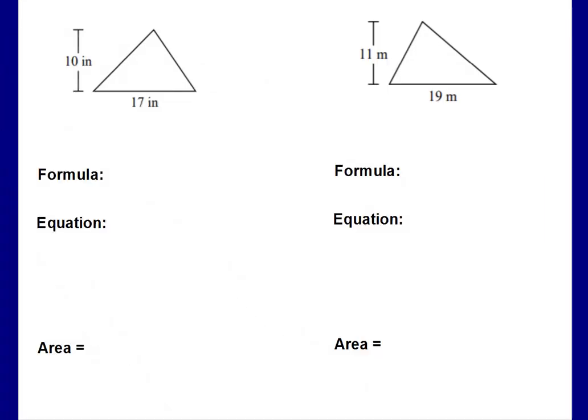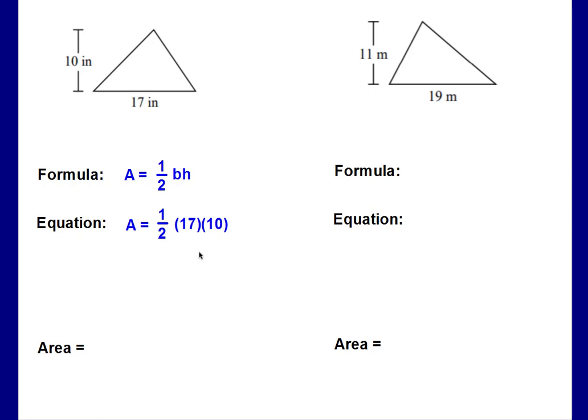So let's do a couple of examples. Here's our first triangle. The first thing you're going to do is write your formula, area equals 1/2 base times height. Then you're going to write an equation where you substitute in the values that you know. I don't know the area, that's what I'm solving for, but I do know that the base, the bottom, is 17, and the height of the triangle is 10 inches. So here's my equation, area equals 1/2 times 17 times 10.